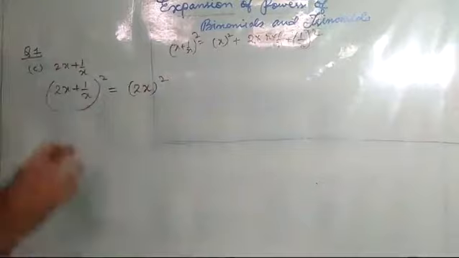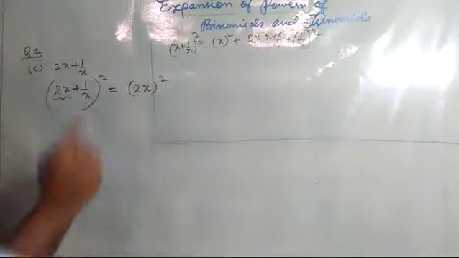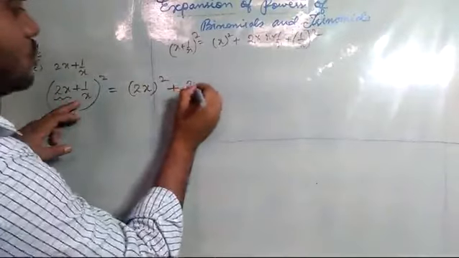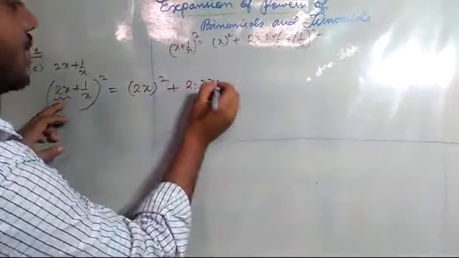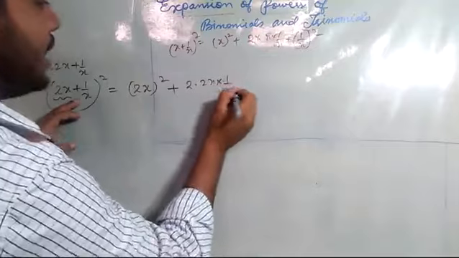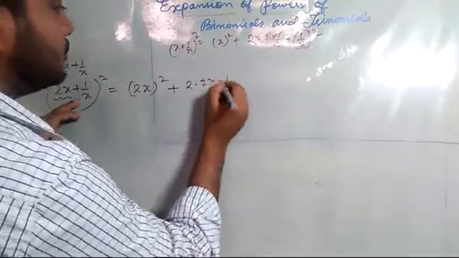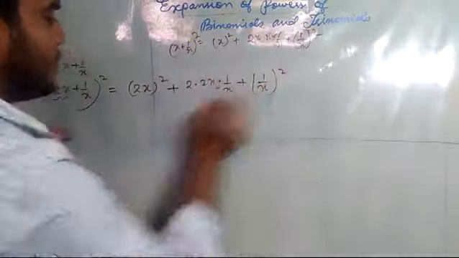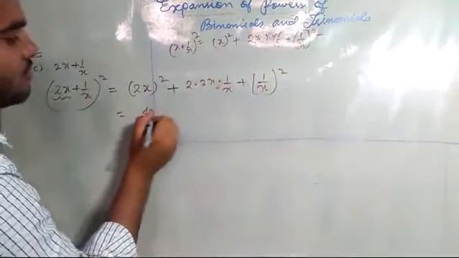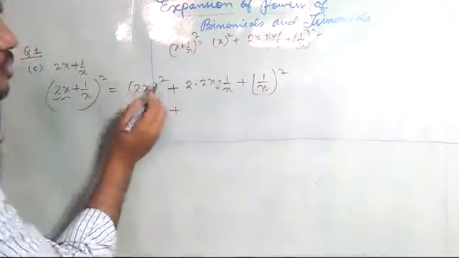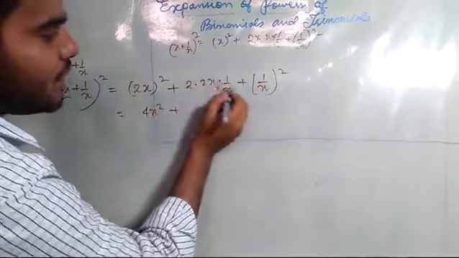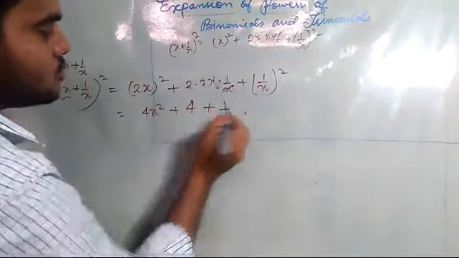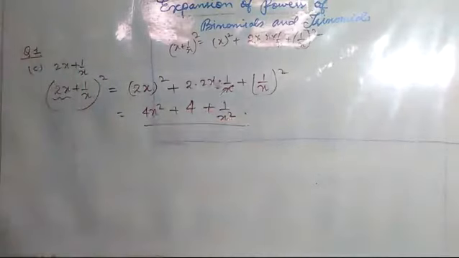In the same way you consider this as one term. So first term square plus 2 into first term 2x into 1 by x plus last term square. So it will be 4x square, 2 2s are 4, and x cancelled, so plus 4, plus 1 by x square. So this will be your answer.